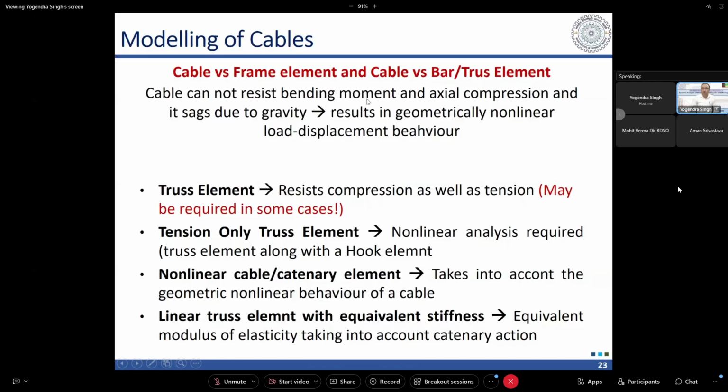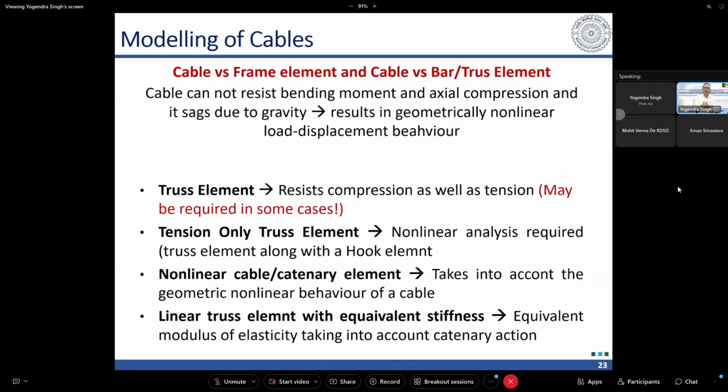How do we practically model the cables? The most commonly used model is the truss element in case of cable. And sometimes it is necessary that we use the truss element. Now, when I said that it cannot take compression, still we are using a truss element to model it, because the construction of these bridges is usually in segments. So there is a sequential construction.